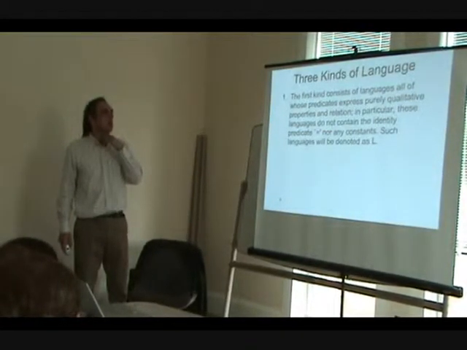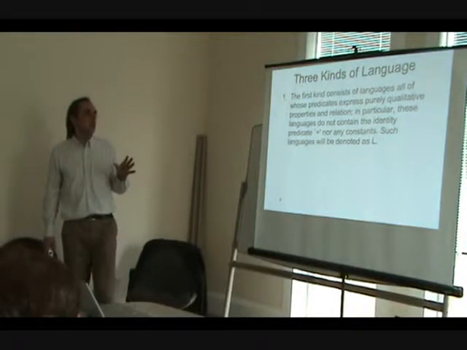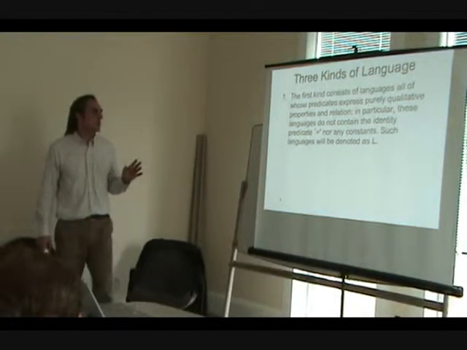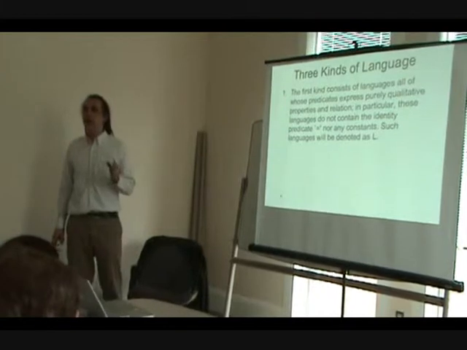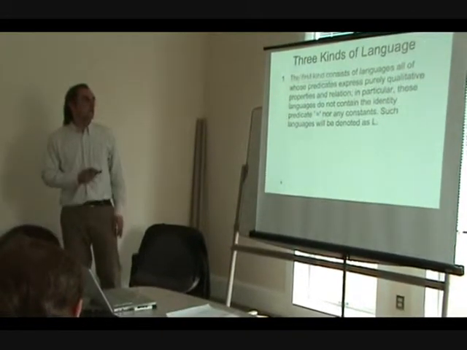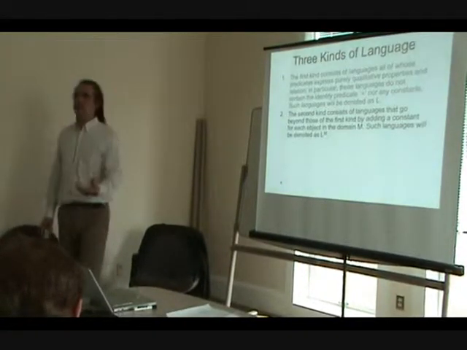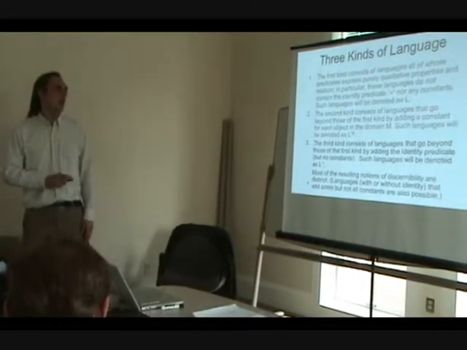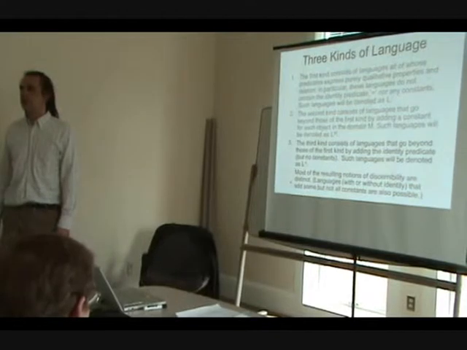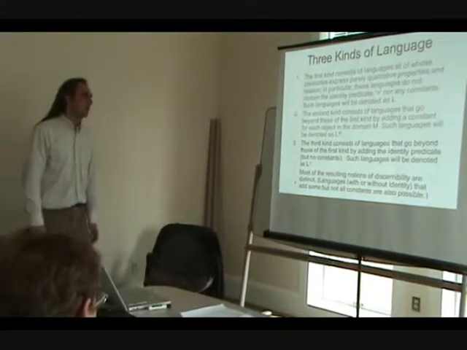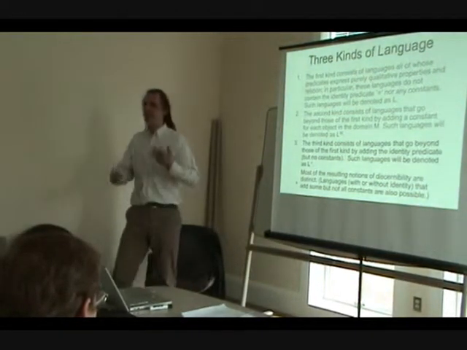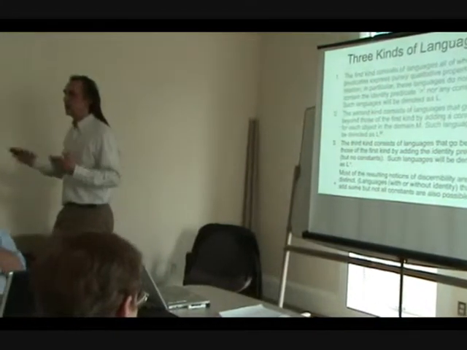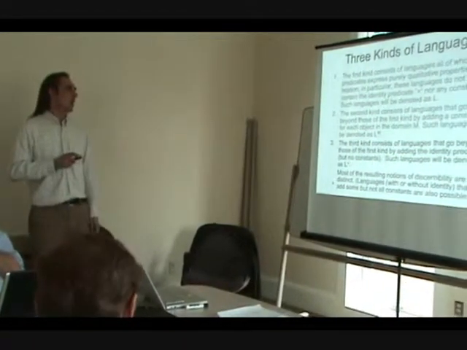The first kind of language is where we just have a purely qualitative language. It doesn't include the identity predicate and it doesn't include any constants. The second kind, we add a constant for everything in the domain. And the third kind, we add the identity predicate but no constants. And then what we're going to be interested in is what can we say about discernibility in these different languages and how they relate to each other.